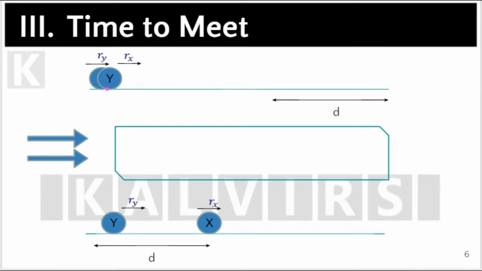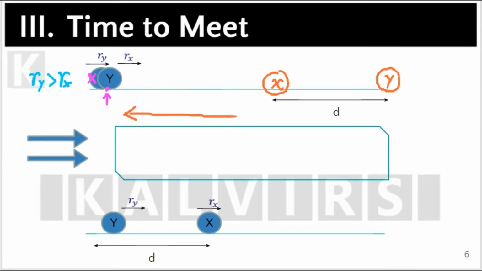So here we have car Y and this one is car X. Let's assume that the rate of car Y is greater than the rate of car X. Now, they start moving at the same time and they start moving from the same point. They are in the same position. Since car Y is faster than car X, after a couple of minutes or hours or seconds, car Y is going to be here and car X is going to be here.